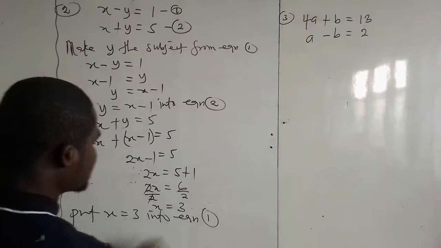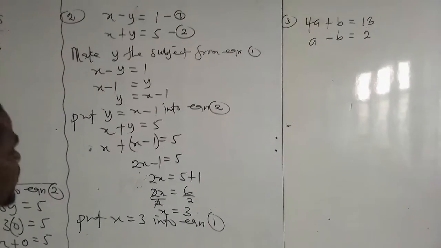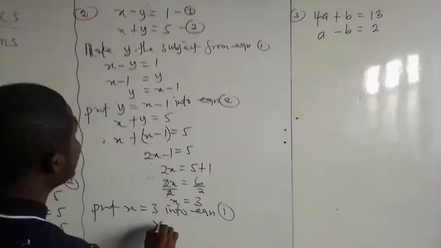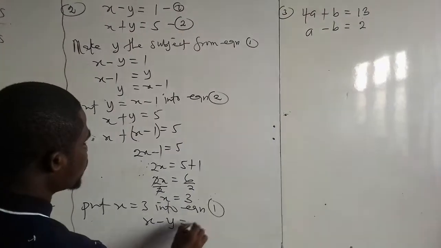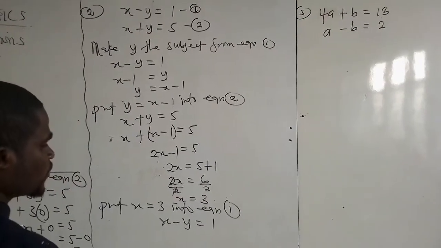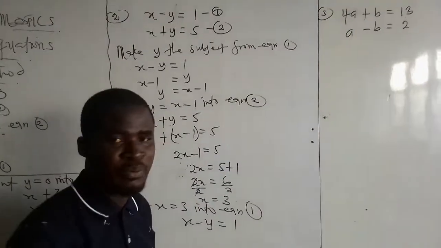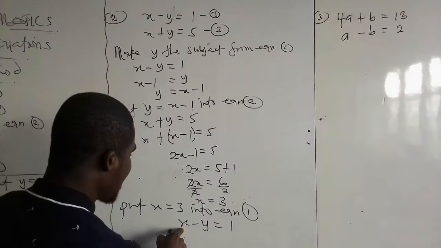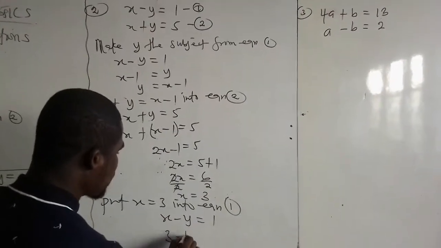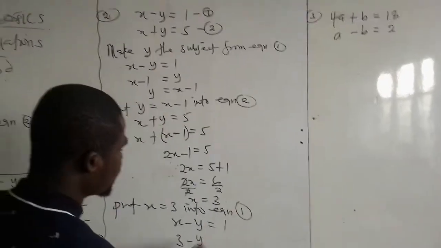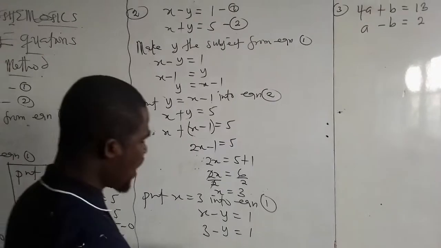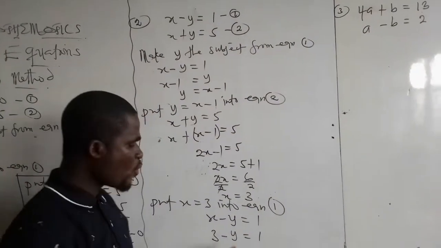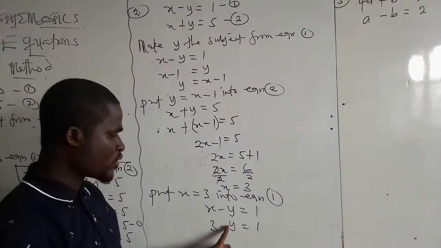Now put your equation 1. We have x minus y equals 1. Wherever you see x, put 3 there. So we have x is 3. So 3 minus y equals 1. Good. Now I'm looking for y. And y is negative here. So this one will cause the equal sign to become positive.